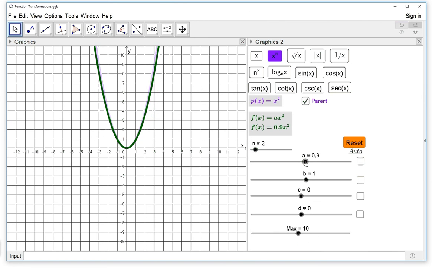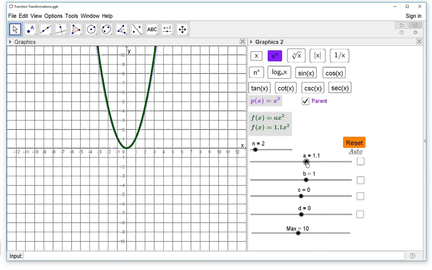So we're going to change a now. Let's start with a equal to 1. We can't actually make it 3/4, so let's get close to 0.7. You can see that it still vertically shrinks, just not as much as if it's 0.5. We can go between 0.7 and 0.8. The point is, as long as a is between 0 and 1, it's going to shrink those y values.